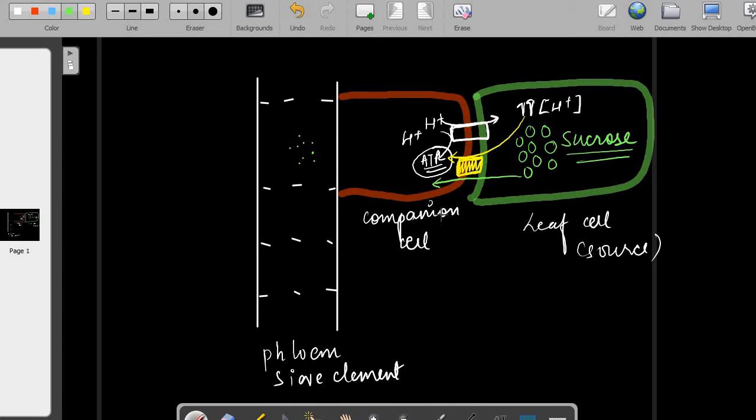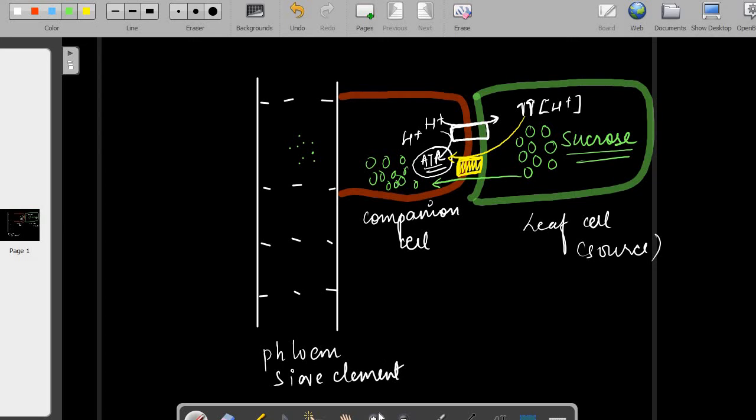Okay, co-transporter molecules, they are the carrier proteins. They will do what? They will take the H plus, which is already concentrated in the leaf cell. Along with the H plus, they will also take the sucrose to the companion cell. Now here our aim is achieved. We have the sucrose at our companion cell.